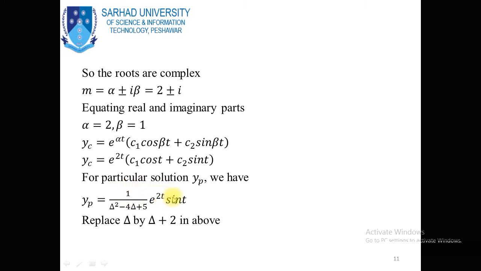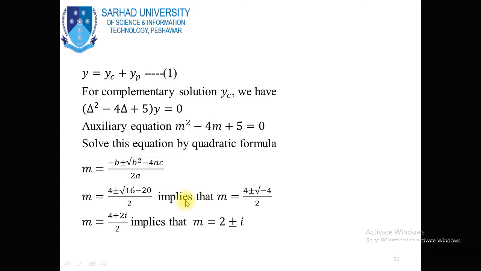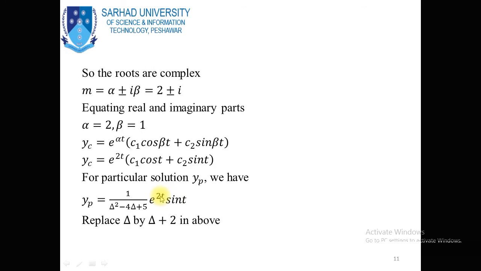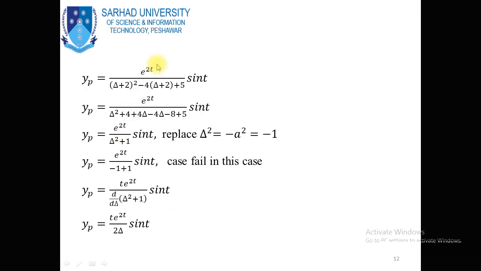power 2t sin t. E power 2t sin t lies on the right hand side of this equation. So the inverse operator upon e power 2t sin t. Now using the shift theorem, we shift e power 2t and replace D by D plus 2. You see over here, e power 2t times 1 divided by (D plus 2) whole square minus 4 into (D plus 2) plus 5 into sin t. Now using the (a plus b) whole square formula, we obtain D square plus 4 plus 4D minus 4D minus 8 plus 5, and after simplification we obtain e power 2t divided by D square plus 1 into sin t.